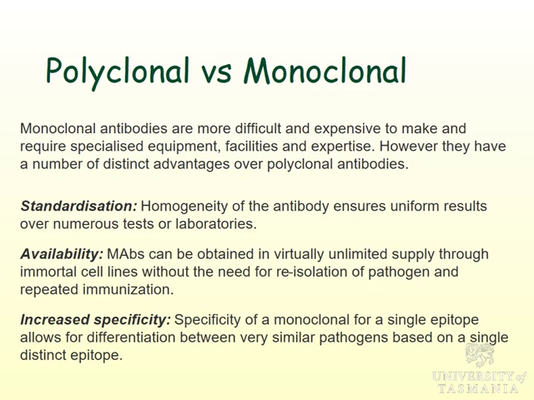Hard to make, but some advantages. One advantage, you get homogeneity of the antibodies, so you get uniform results. Polyclonal antibodies, you have to keep making them. You have to keep injecting into an animal, bleeding the animal, purifying from the blood. A monoclonal antibody, once you've got that cell culture, that's immortal, and you can culture that cell forever and produce that antibody forever. So you'll have the same antibody, in virtually unlimited supply through multiple cell lines.